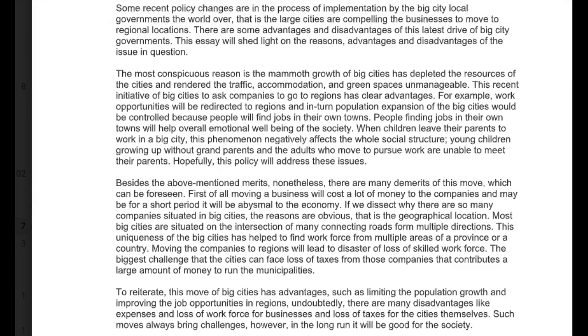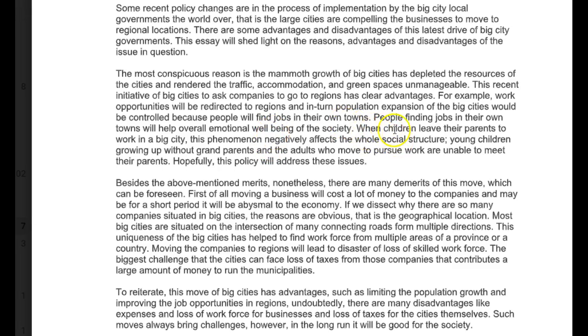So one example of a cohesive device that would work here is just a very simple pronoun. The pronoun that I have in mind for this instance is "this." Take a look. For example, work opportunities will be redirected to regional locations, and in turn, population expansion of the large cities would be controlled because people will find jobs in their own towns. This will help the overall well-being of the society. Okay, so it just flows so much better like that, and you're linking this sentence with the previous sentence without repeating the same exact language. Okay?